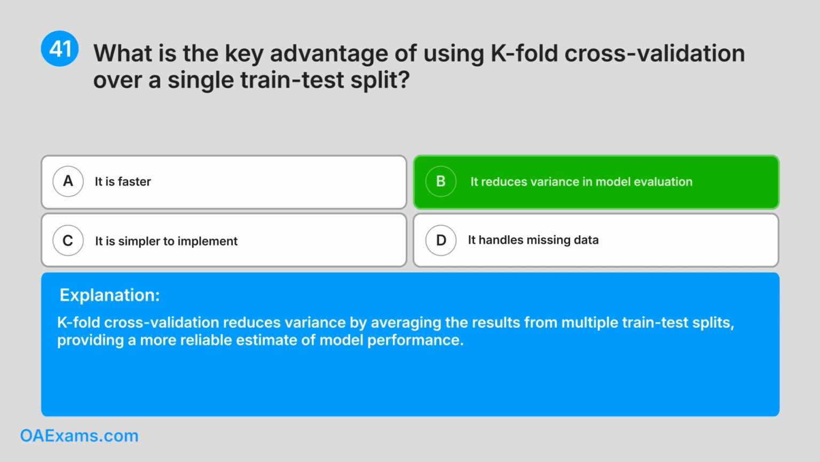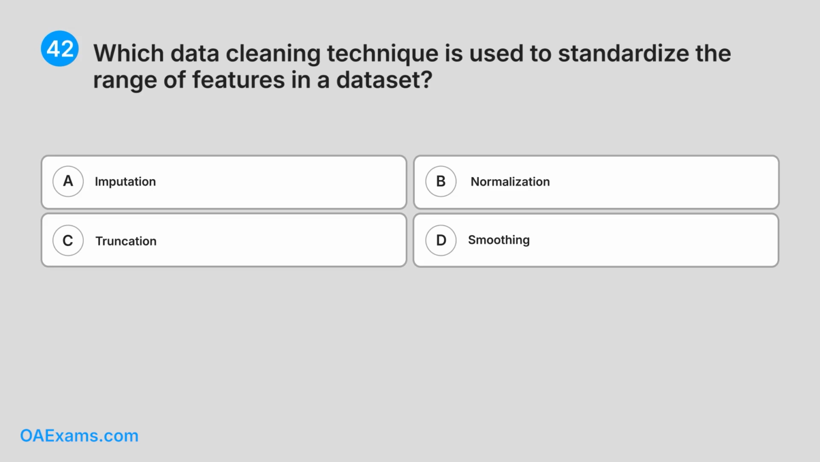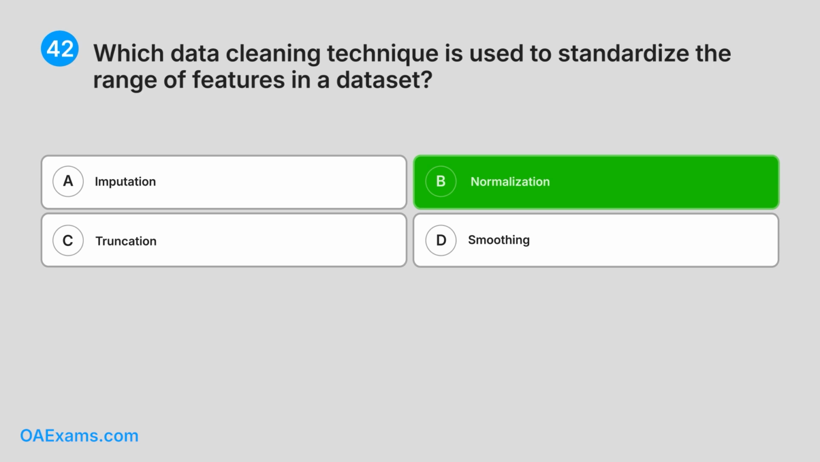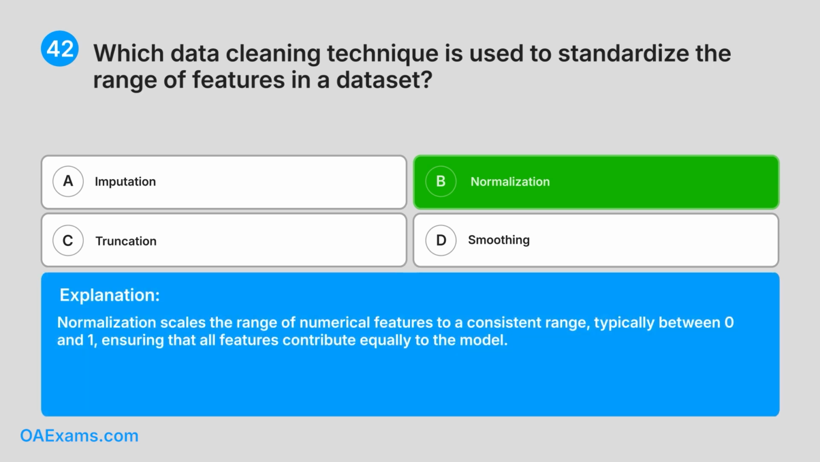model performance. 42. Which data cleaning technique is used to standardize the range of features in a data set? A. Imputation. B. Normalization. C. Truncation. D. Smoothing. Do you know the answer? Correct answer, B. Normalization. Explanation. Normalization scales the range of numerical features to a consistent range, typically between 0 and 1, ensuring that all features contribute equally to the model.